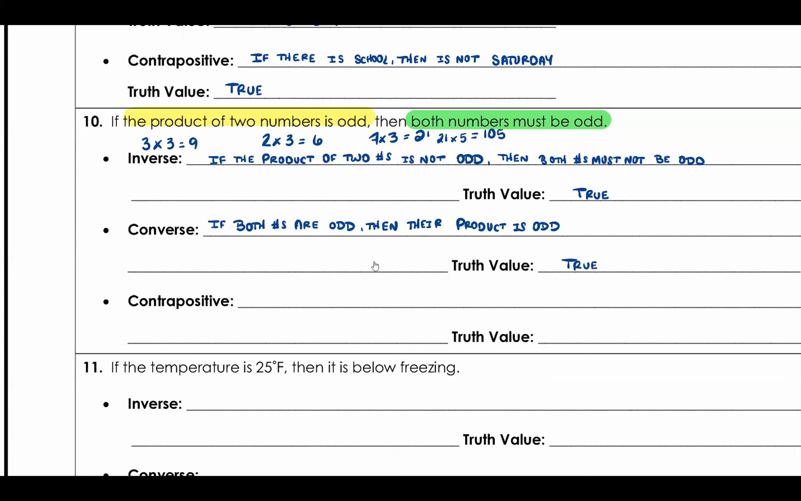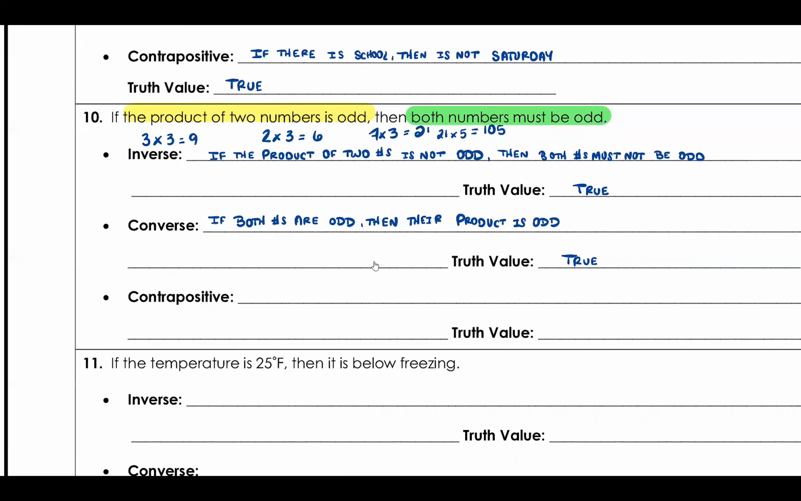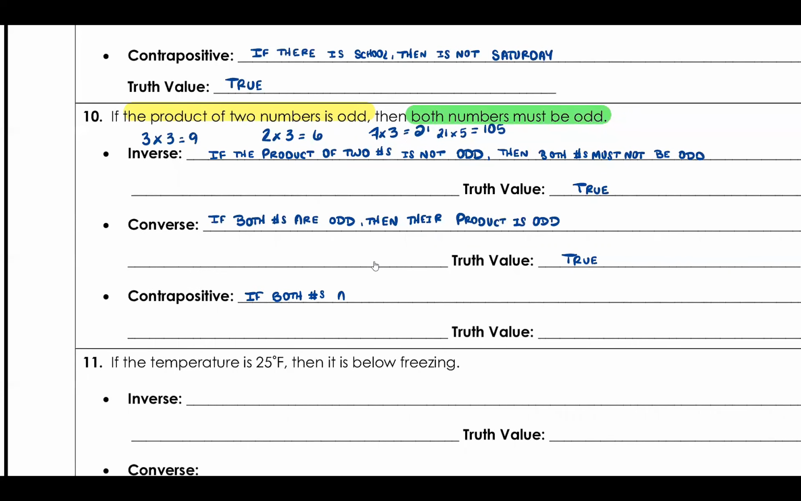Okay, and then our last one, we're going to negate the converse. So look right above it. We're just going to put the word not in there. If both numbers are not odd, then what? Then their product is not odd.